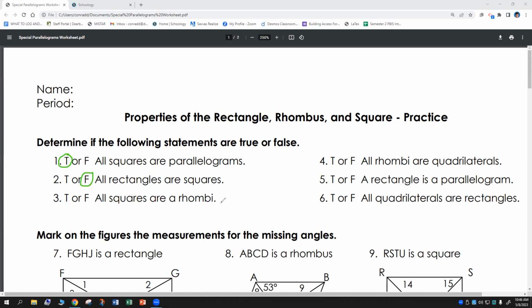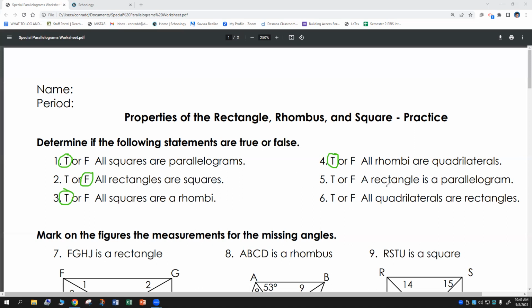All squares are rhombuses. So a square, again, is a parallelogram with 4 right angles and 4 congruent sides. A rhombus is a parallelogram with 4 congruent sides. So since all squares have 4 congruent sides, all squares are rhombuses. That one is true. Okay, all rhombuses are quadrilaterals. So rhombuses have 4 sides, so that means they have to be quadrilaterals. Quadrilaterals are 4-sided polygons.